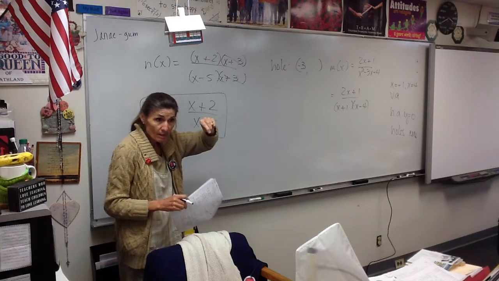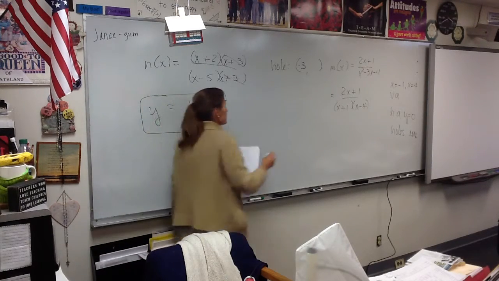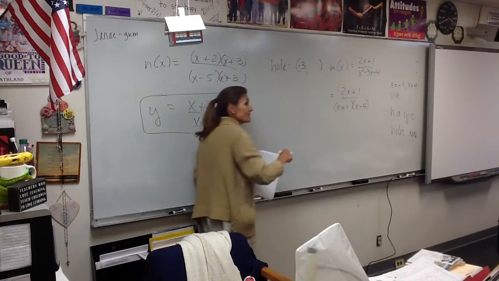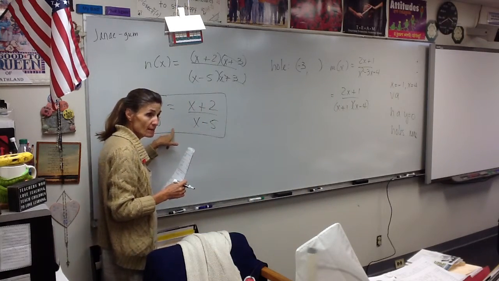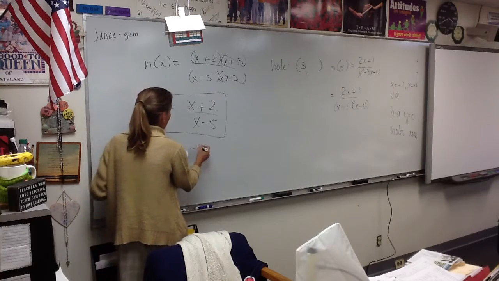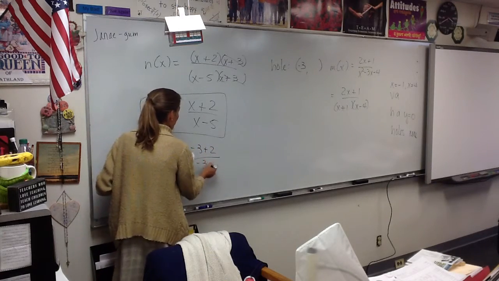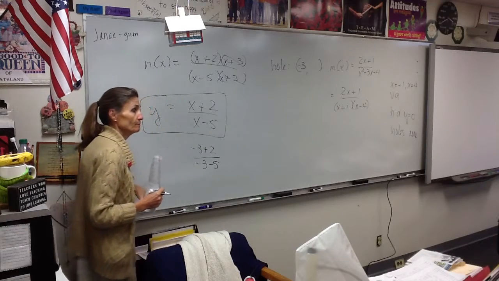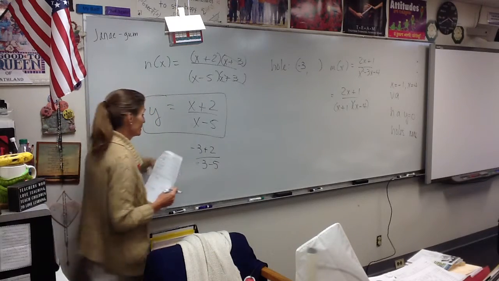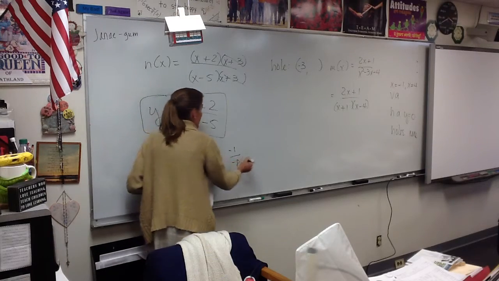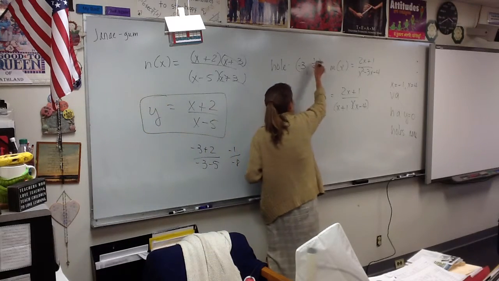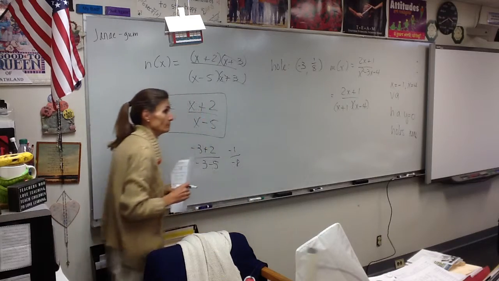Got it? But the hole has another coordinate. Where is that going to come from? Plugging it back in. So if I plug in negative 3, what do I get? Negative 1 over 8, which is -1/8. So that's where your hole is.